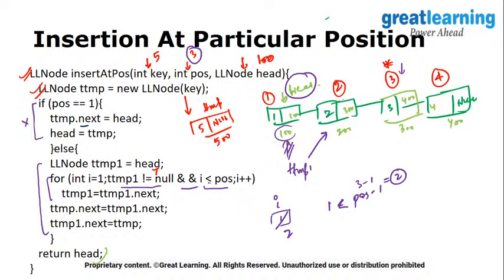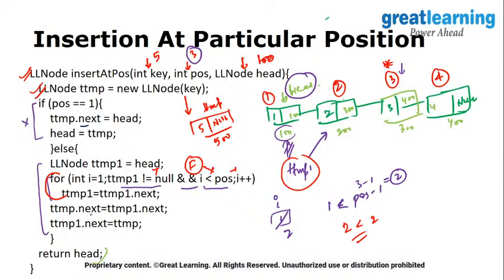And is I less than position minus 1? I is 2. Is 2 less than position minus 2? Is 2 less than 2? No, it will be false. So this condition will be false and we are out of this for loop. Okay. Now that means our TTMP is pointing to this node. Okay. Is this thing clear? Okay. Now what is happening?